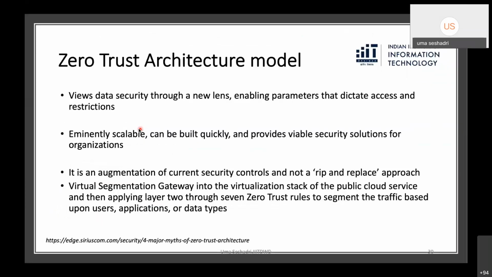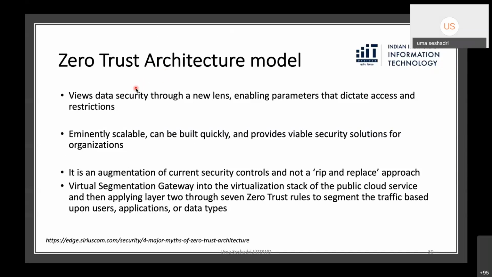Now I come to a very important aspect that one should not give less importance: the zero trust architecture model to understand the threats. It is very important for threat modeling. Why do we call it zero trust? You cannot assume, as an organization or as an individual, a trust factor on anyone who is outside your premises.